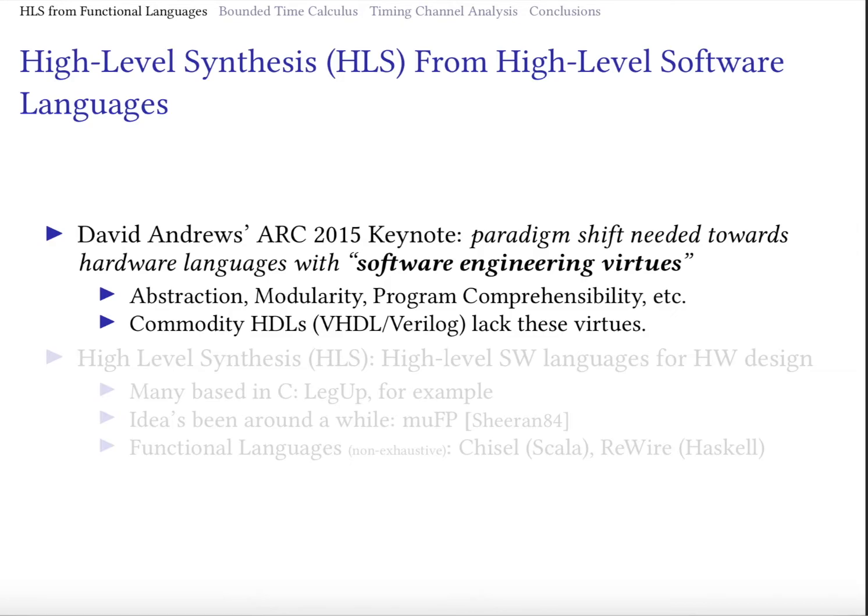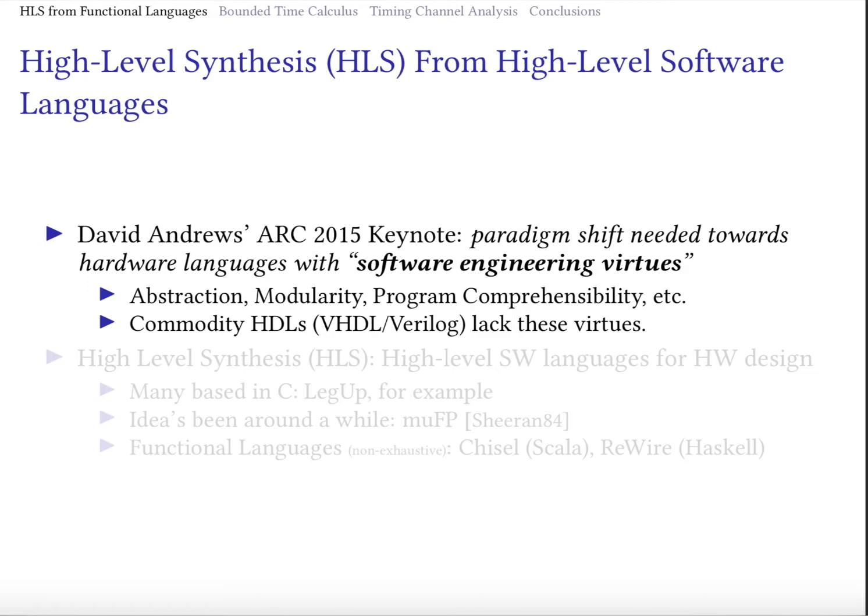So high-level synthesis, or HLS, what is that? The basic idea is that most hardware tool sets, that is commodity vendor hardware description languages like VHDL and Verilog, lack software engineering virtues. And this is a fairly well-recognized problem with those languages. That is to say that they lack the kind of nice qualities of good software languages, like nice abstractions and modularity and comprehensibility and things like that.